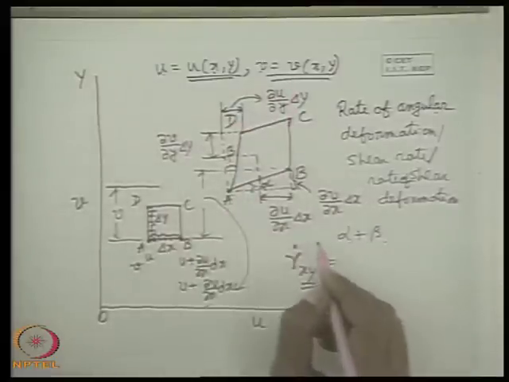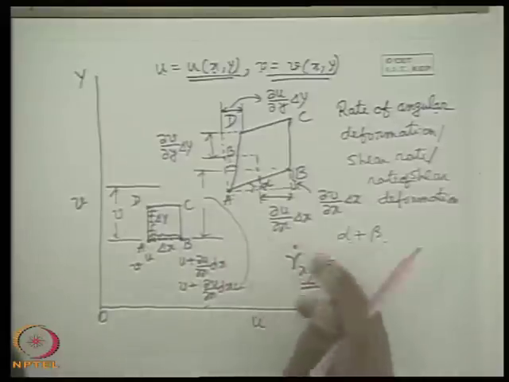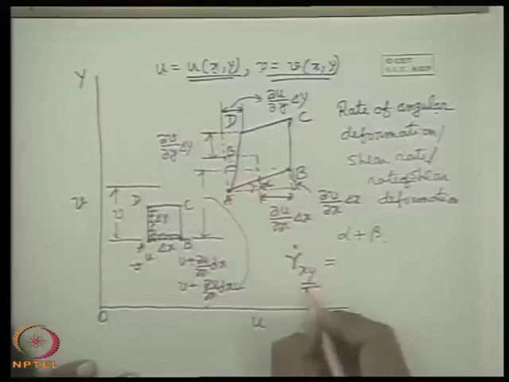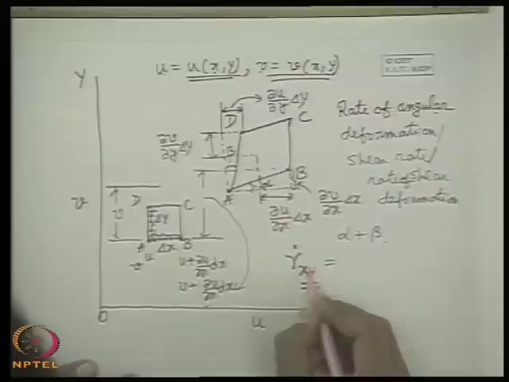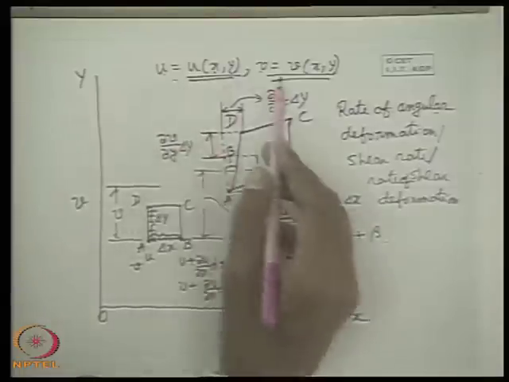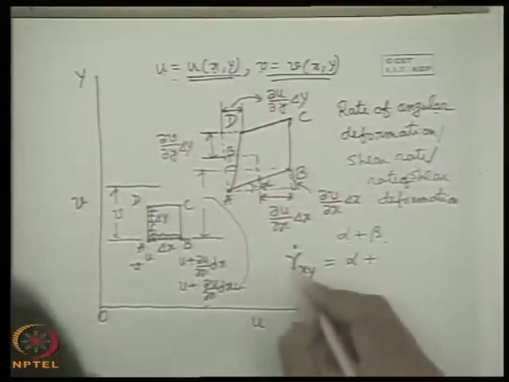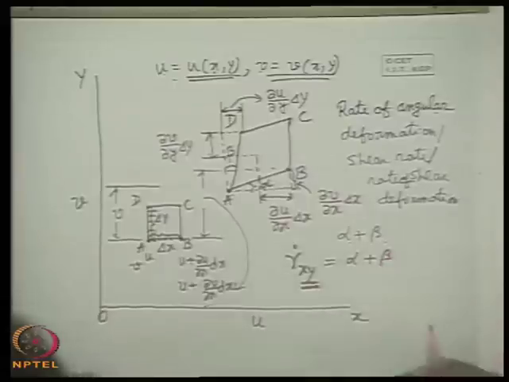In case of a 3-dimensional flow, there will be a deformation of the surfaces in the other planes, yz or xz plane. So, therefore, this plane specification is given in gamma dot xy. In this case there is only one plane, because this is a 2-dimensional case. So, in this case you can write gamma dot xy equals alpha plus beta.